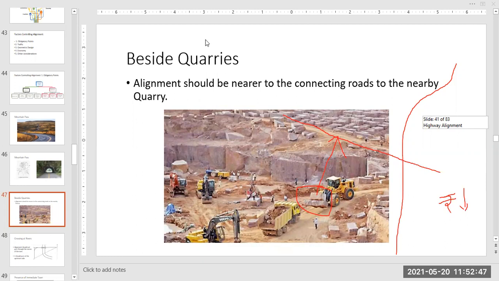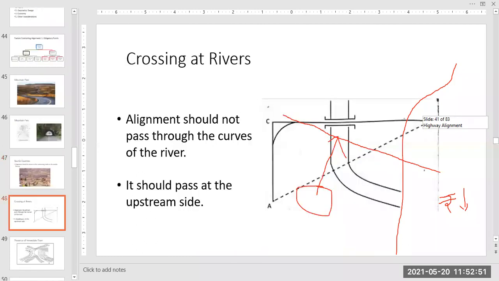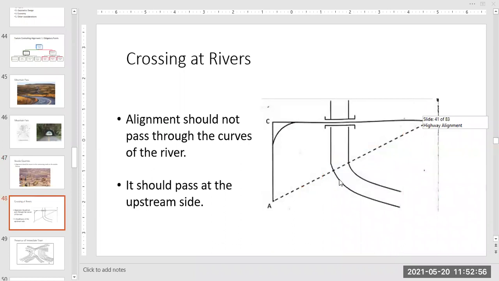Next, guys, whenever we have a river or lake like this, you don't go till that river ends. Cut the river. So this is one of the obligatory points where our road should go.